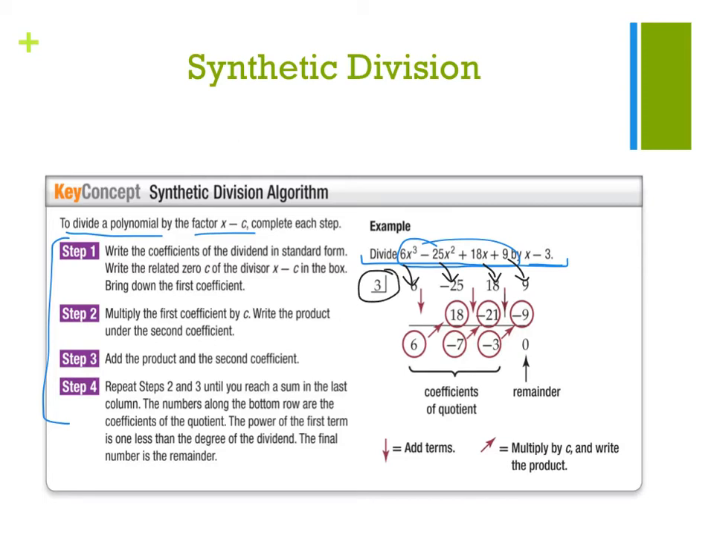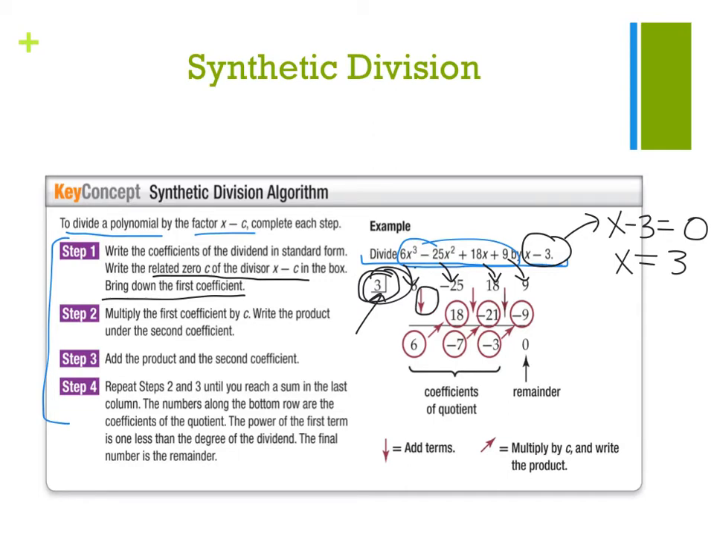Now, our divisor in this case becomes the related 0, c, of the divisor x minus c. We know our divisor is x minus 3, but we need to know what the 0 of that divisor is. So if I set x minus 3 equal to 0, we get x equals 3, hence why they have put a positive 3 in the divisor box. Now the next step is to bring down the first coefficient. So notice that there's this arrow and they just carry down the 6. We are always going to carry down the first coefficient. Okay, so once we've carried down the first coefficient, we move on to step 2.